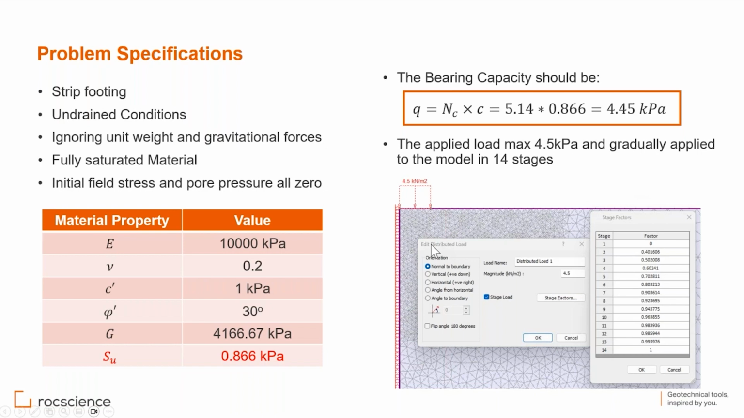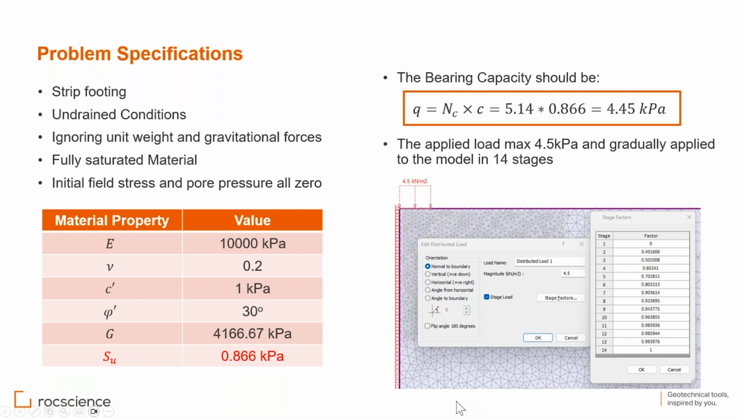To simulate this, and as a verification to show that this is going to be the maximum load that this foundation will carry in undrained condition, I'm applying this load at the top. This is a 1 meter width of the footing. The load applied at the top is 4.5, slightly bigger than this one, and I'm applying it through 14 stages. So what I'm expecting to see when running the analysis is that at least at the very final stage, I will have the failure and the maximum load.